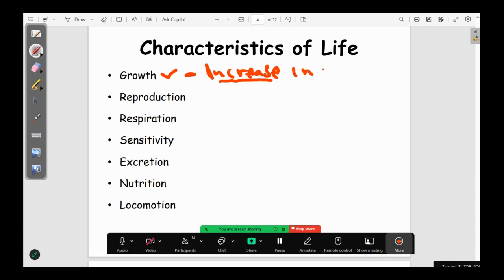I have a question for you. What would happen if, for example, our cells stop dividing? Because this growth here is a result of cell division. So remember, you were once just a cell.